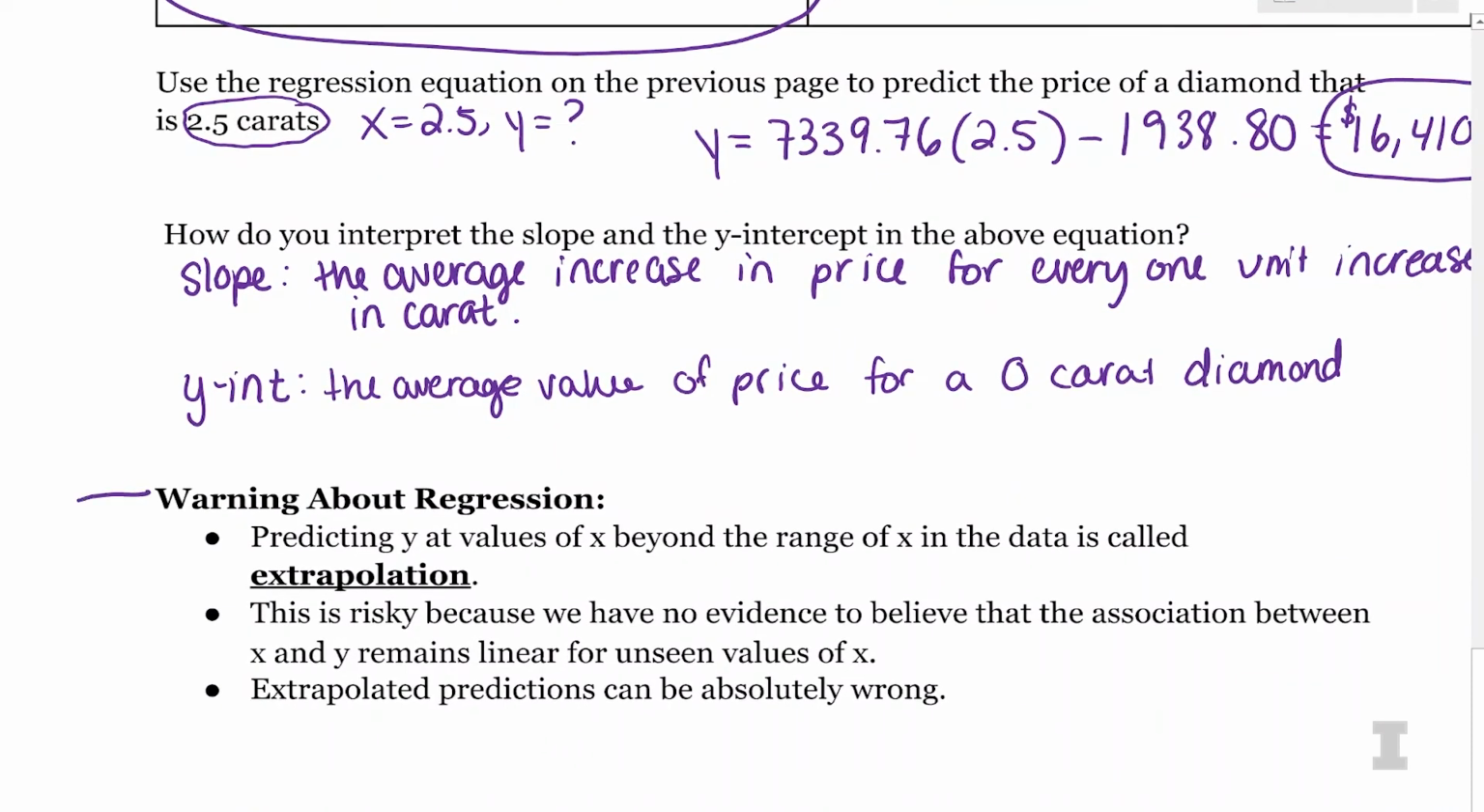And then just a very quick last thing to say about regression. I want to give you guys a warning about regression. We've mentioned this briefly, but predicting y values beyond the range of x in the data is called extrapolation, and this is very risky because we have no evidence that our linear relationship continues for unseen values of x. So you definitely want to make sure not to extrapolate, because that could be one way to lie with statistics. It says extrapolated predictions can be absolutely wrong. So we definitely don't want to do that. And that again explains why the y-intercept interpretation doesn't really make any sense.